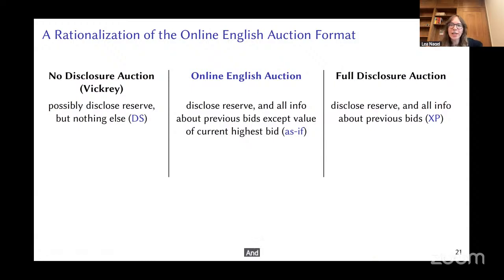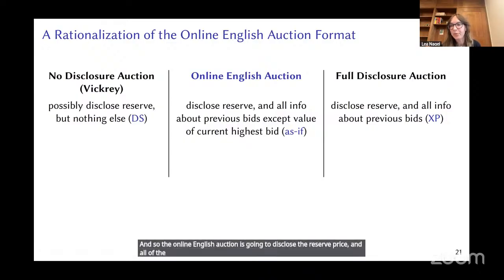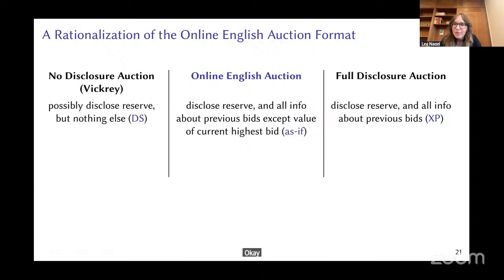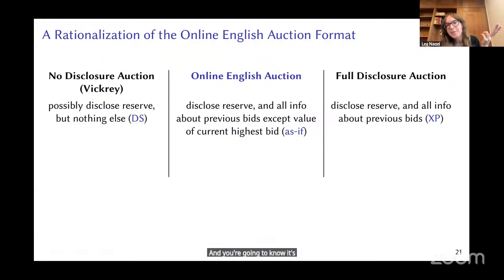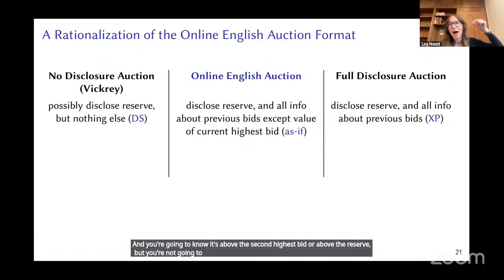The online English auction is going to disclose the reserve price and all of the information about the previous bids, except the value of the current highest bid. What you are going to know about the highest bid is when it was submitted and by whom, and you're going to know it's above the second highest bid or above the reserve, but you're not going to know exactly how high it is.